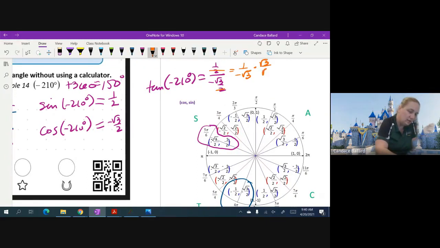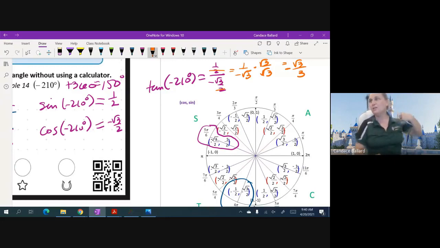Are we doing this in our sleep yet? So we've got square root of 3/3, and I'm just going to float the negative in front. Do we have that one memorized yet? Have we done it enough times? I'll give you a couple seconds there, and then we'll do one more, and then we're going to call it good. Okay?